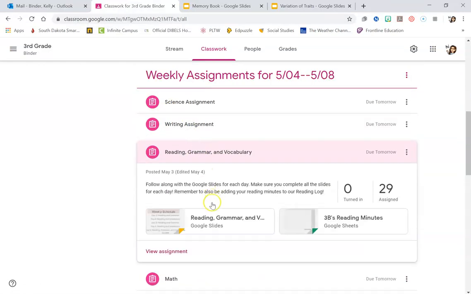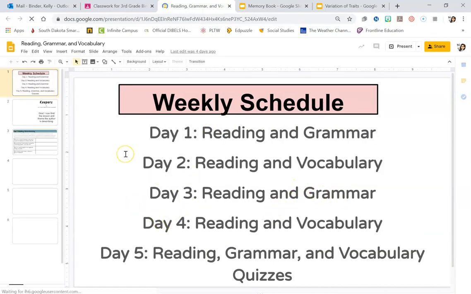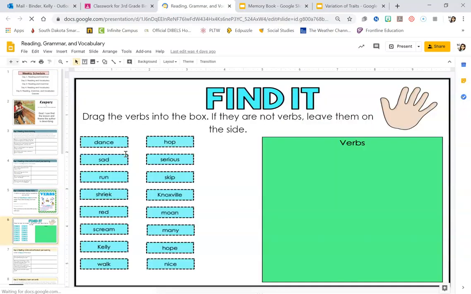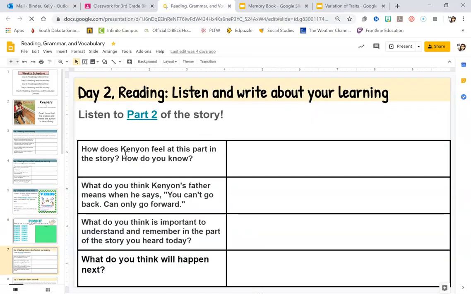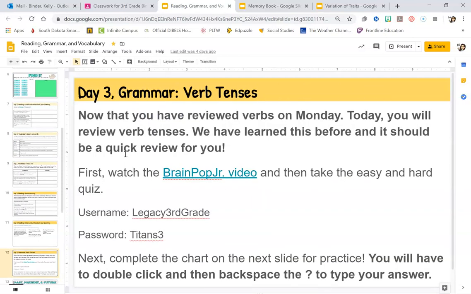All right, reading, grammar, and vocabulary. Yesterday was reading and grammar. Today's going to be reading and vocabulary because we are on to day 4. You should have read the rest of the story yesterday and kind of figured out how Kenyon solved the problem that he happened to come across in the story.